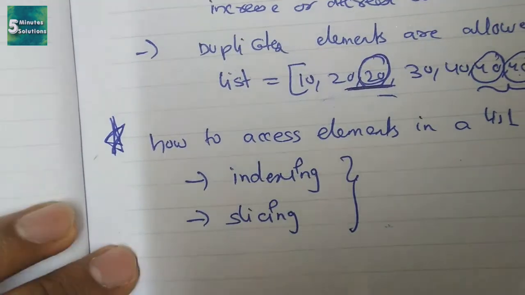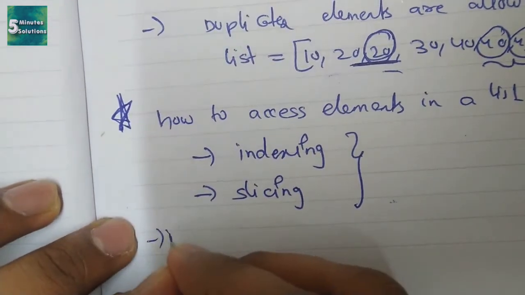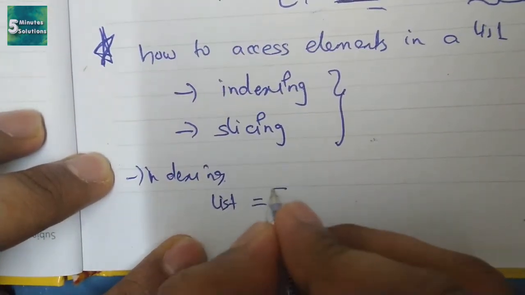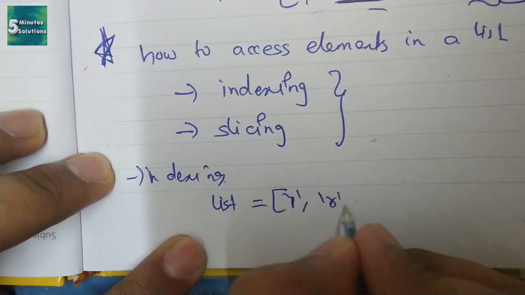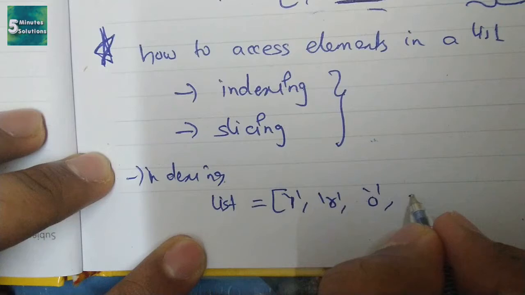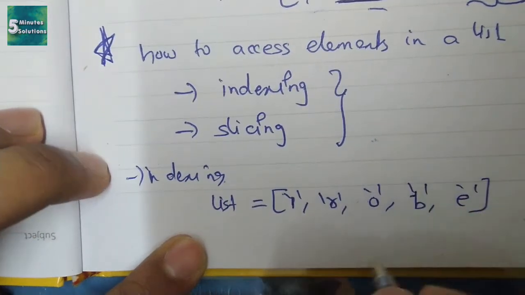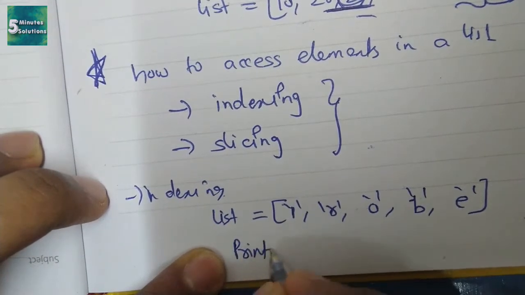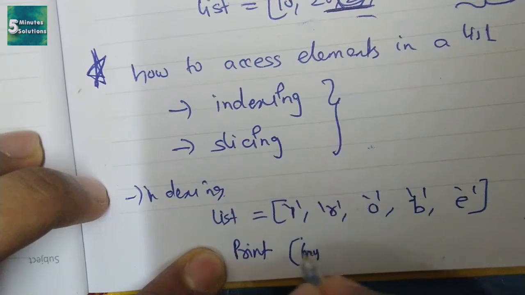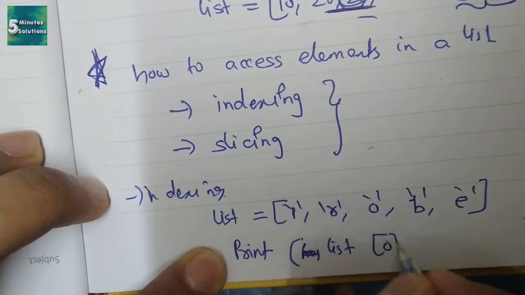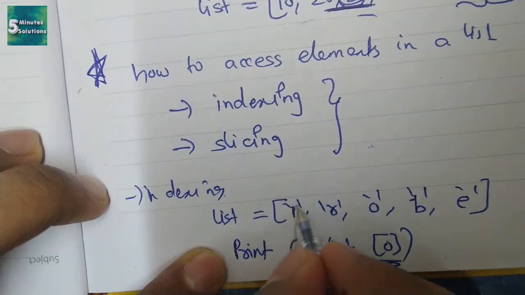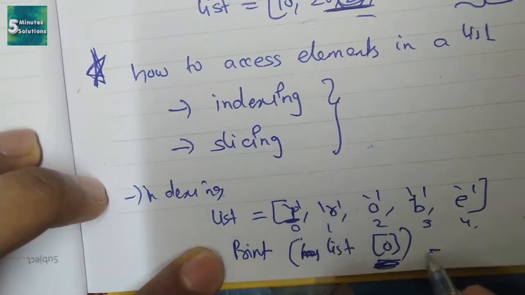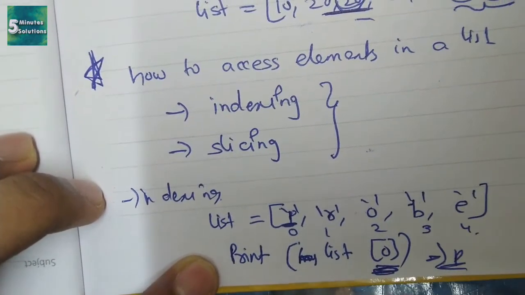First of all, let's take an example of indexing. Let's take a list is equal to P, R, O, B and E. Now how to use indexing? Just write print list of 0, means here P is 0, 1, 2, 3, 4, so it will give you directly P. This is how we use indexing.